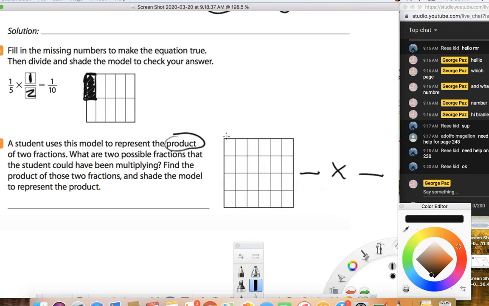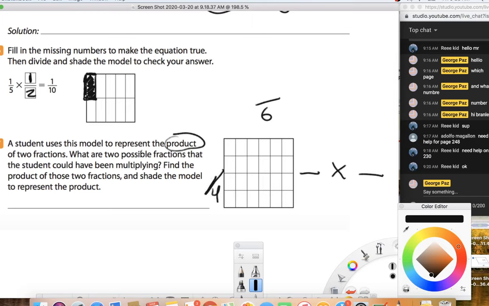How many parts is it from this corner to this corner over here? From this side to this side. We have 1, 2, 3, 4, 5, 6. That means that these are out of 6. And on this side, we have 1, 2, 3, 4. So this side are out of 4ths.